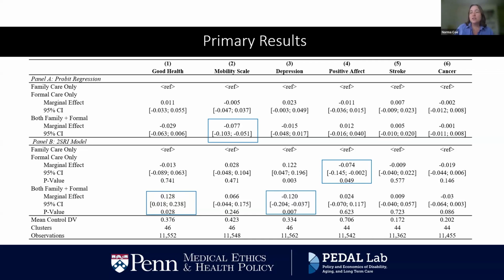So there does seem to be a little bit of a hierarchy here, where family and formal care seems to yield better outcomes, both physical, at least self-rated physical, and mental health.